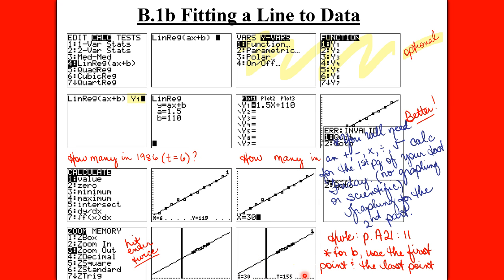Okay? So we are doing one of these for homework tonight that will be identical to the process that we've gone through today. For our homework on page A21, we're doing number 11, and it's going to be the same process as what we looked at today. When you get to B, we want to use the first point and the last point so that we're all using the same thing.